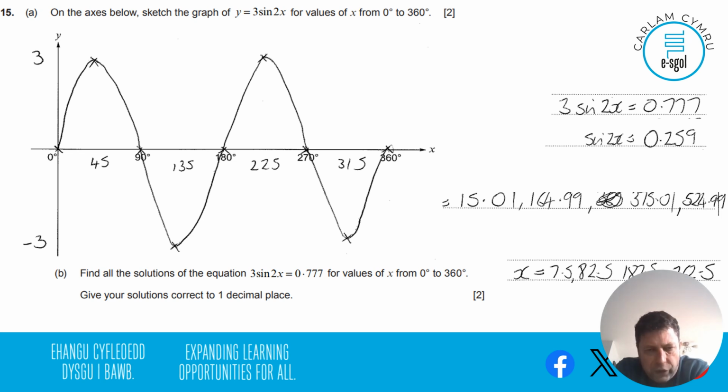As soon as I press shift sign, this is 2x. This isn't sine x, which you normally do in higher tier maths. Okay, so this graph might be slightly off putting. One of the answers is 15, but then the next answer is 164, which won't show up because this graph is 3 sine 2x, not sine 2x.